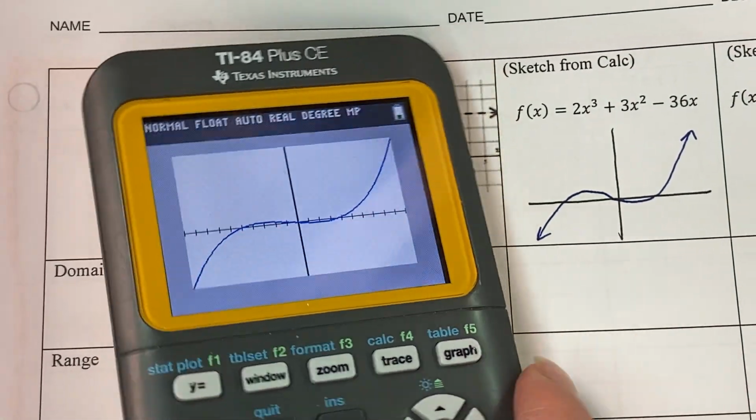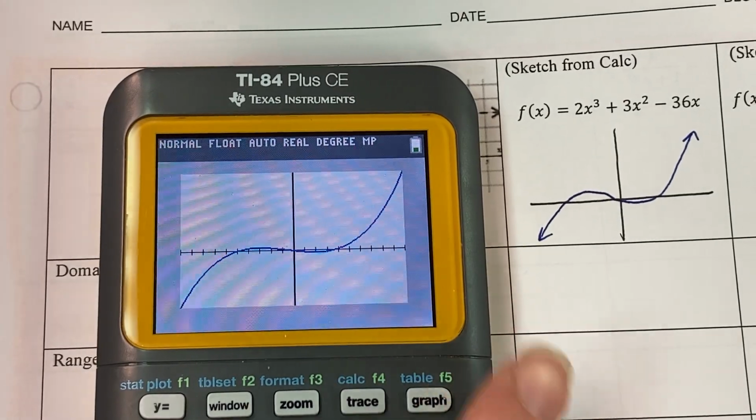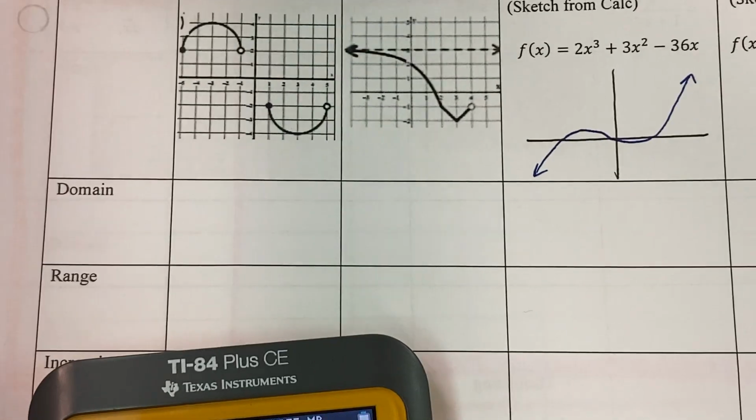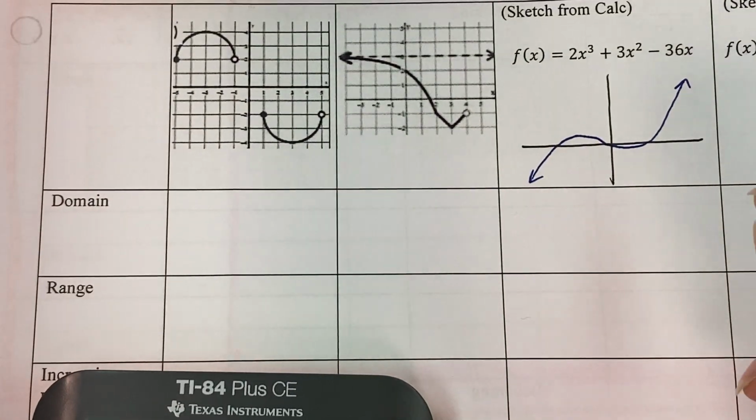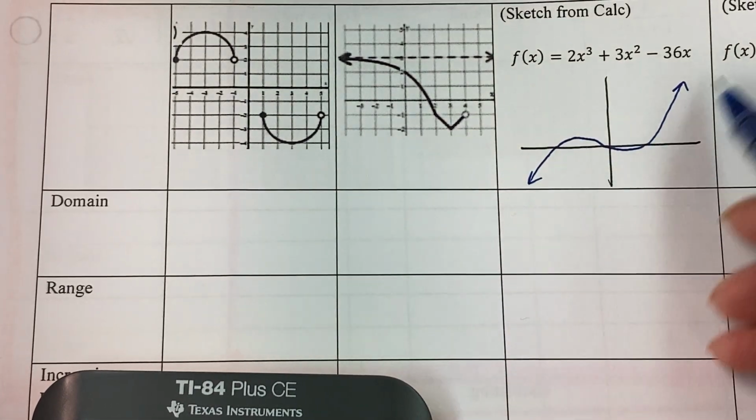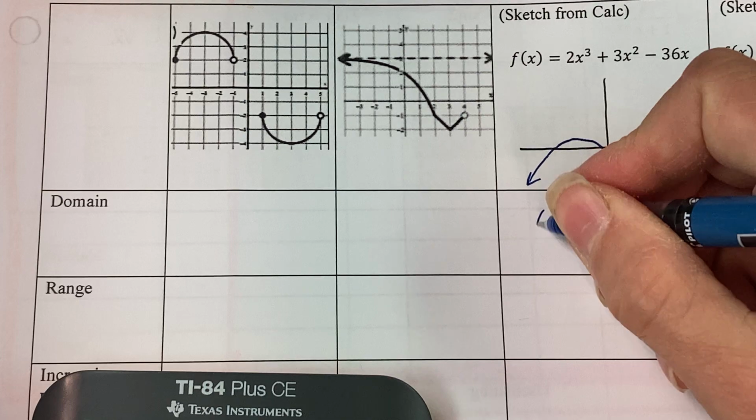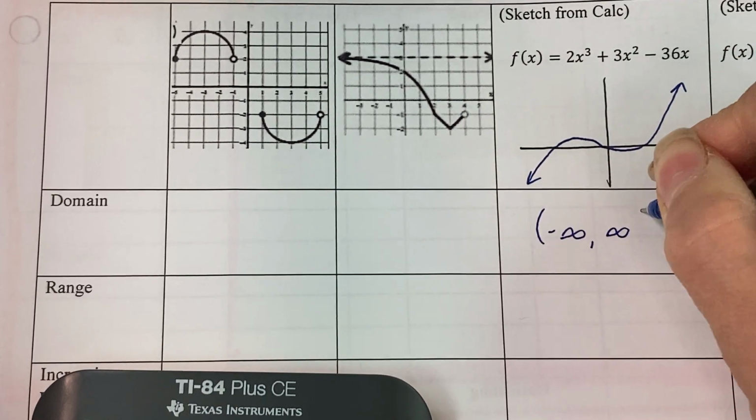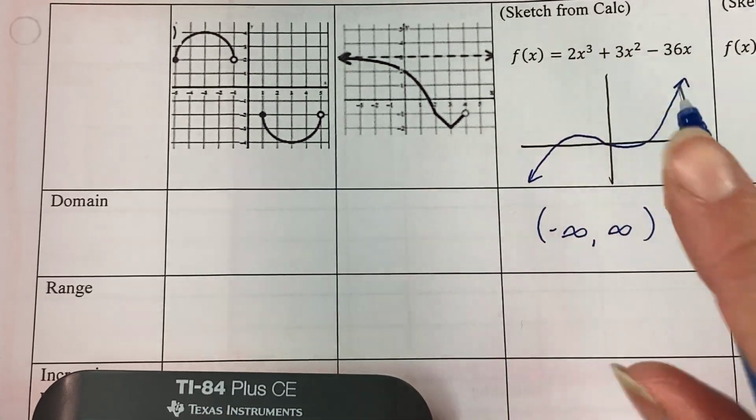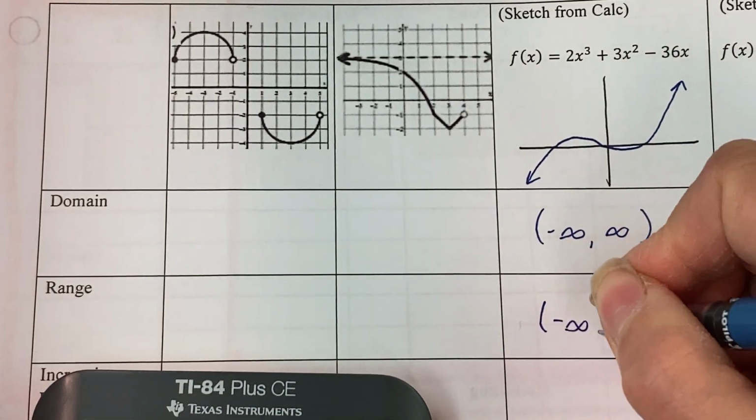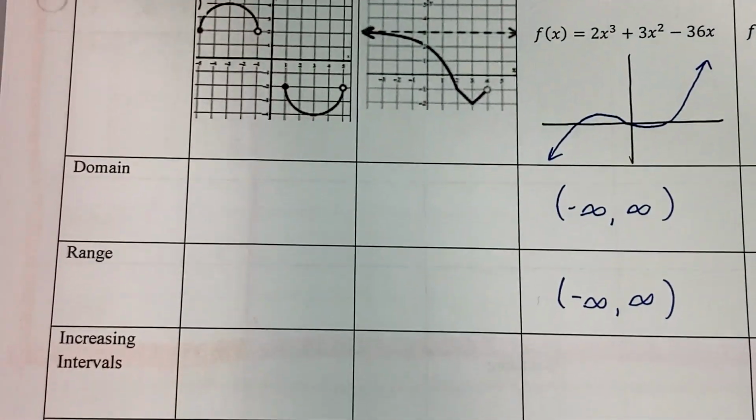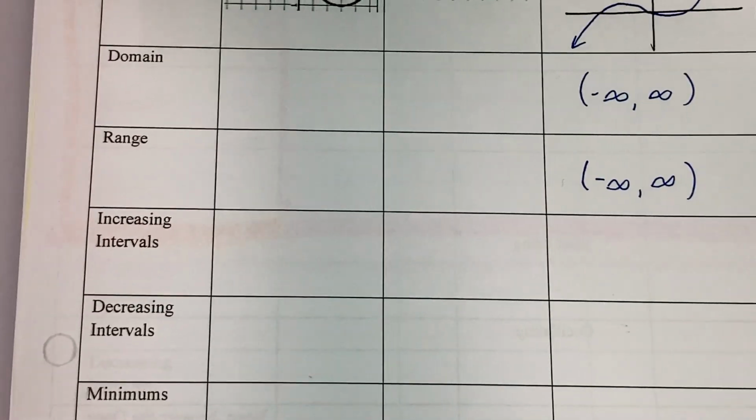Now, folks, before we get into the increasing and decreasing and max and min stuff that we just learned, we're gonna do a throwback and try to figure out the domain and the range for this using interval notation. So first, the domain. Since our function goes all the way left and all the way right, our domain is gonna be all real numbers. So negative infinity to positive infinity. Since our function goes all the way down and all the way up, our range is also gonna be all real numbers.